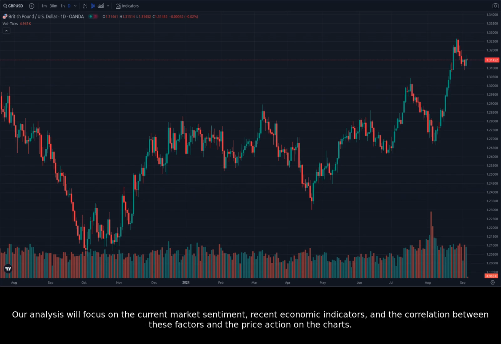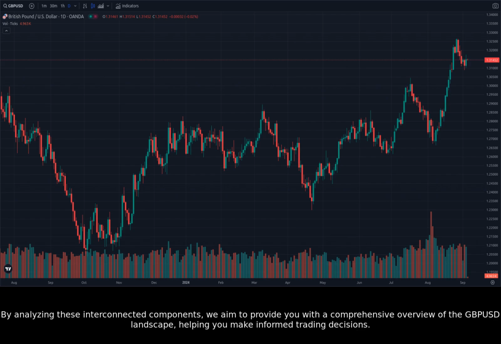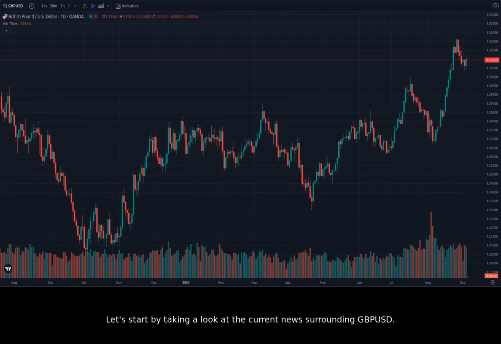Our analysis will focus on the current market sentiment, recent economic indicators, and the correlation between these factors and the price action on the charts. By analyzing these interconnected components, we aim to provide you with a comprehensive overview of the GBPUSD landscape, helping you make informed trading decisions. Let's start by taking a look at the current news surrounding GBPUSD.